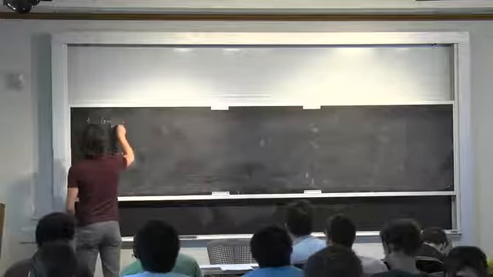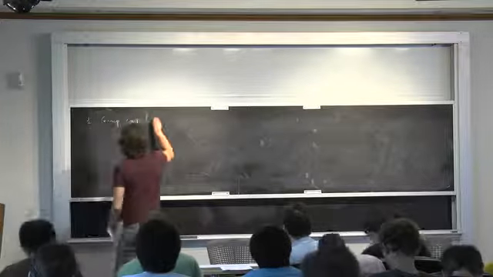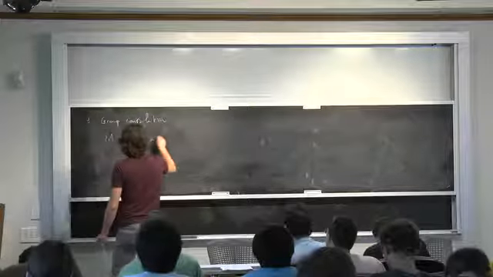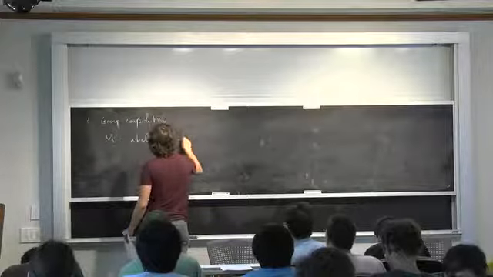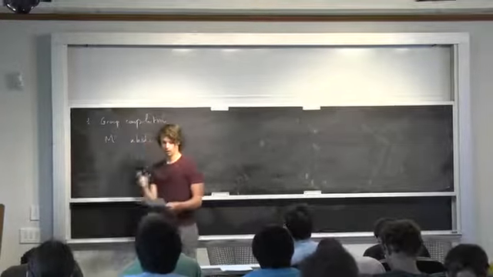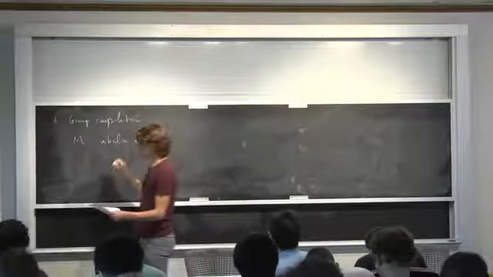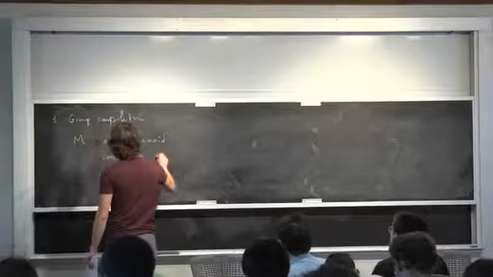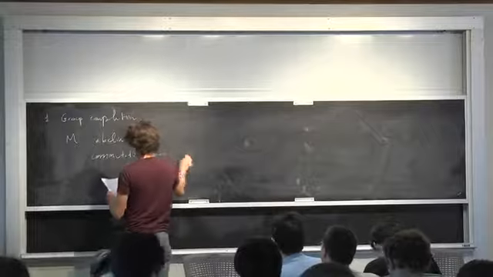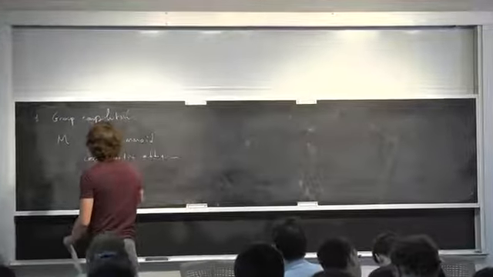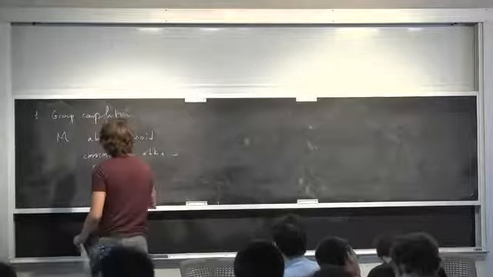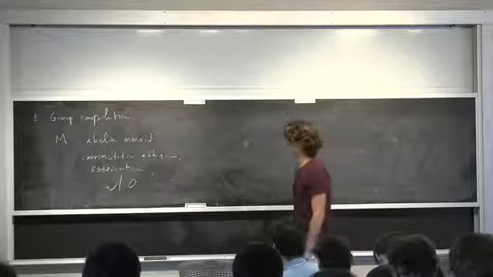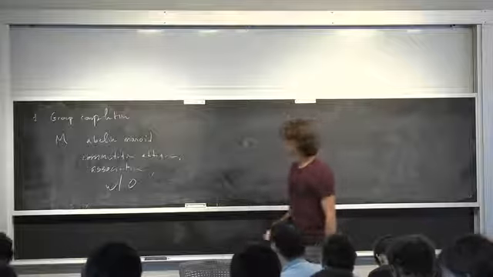So first I'm going to talk about group completion. So the input is going to be an abelian monoid. So this is something with a commutative addition. It's associative, and it has a zero element. So it satisfies the usual things. It looks like an abelian group, but it doesn't have inverses, potentially.